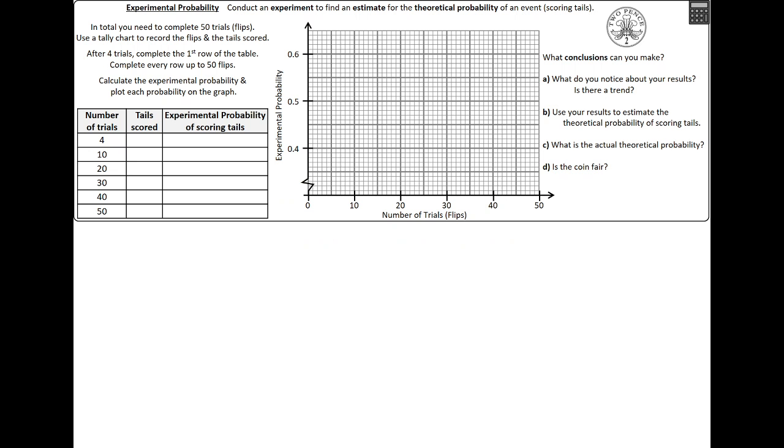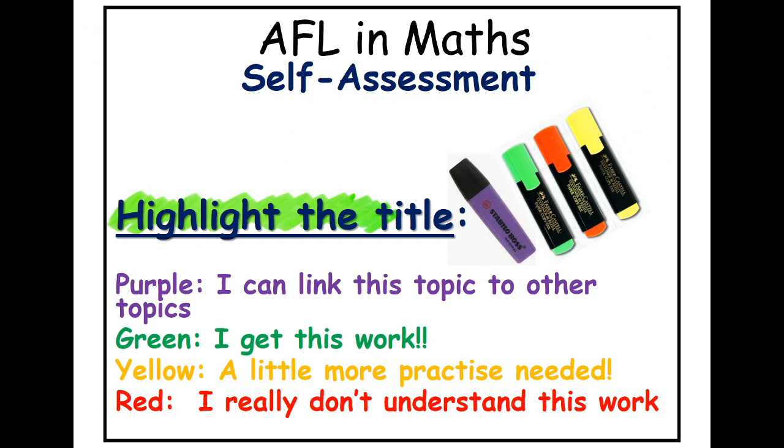Right, there's one more activity for you to do. You will need a coin for it. Can you conduct a probability experiment? You need to do 50 trials. You need to do a tally chart, and you're recording how many times you score tails. I'd like you to do your experimental probability, plot it on the graph, and answer the questions, please. Everybody's for this will be slightly different. Okay, make sure you send a picture of your work to your teacher, highlight red, amber, green, purple, and how you feel like you've done.